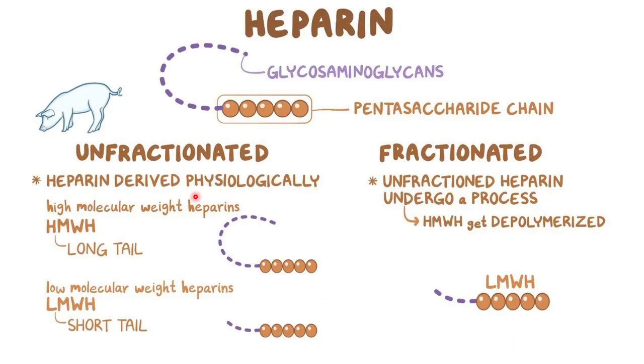Now heparin is available in two forms. One is the unfractionated form and the other one is the fractionated form. The unfractionated form is the heparin which is derived physiologically, usually from pork. So you have high molecular weight heparin, and the fractionated form. The unfractionated heparin undergoes a process where the high molecular weight heparin gets depolymerized and then you get the low molecular weight heparin.